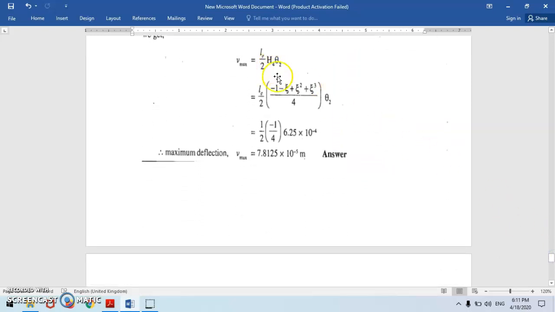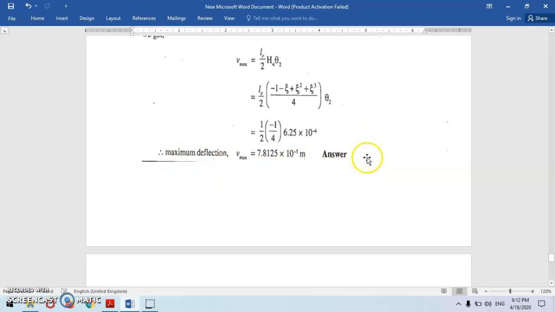By substituting H4, the Hermite shape function in terms of zeta, we substitute the value of zeta. What will be zeta at the midpoint of the beam? For this simply supported beam, zeta will be 0. So substitute zeta as 0. Here also 0, 0, 0. So what is left out is minus 1 by 4 into theta 2, which is also known. So what you will be getting is a maximum deflection of 7.8125 into 10 raised to minus 5 meter, which is the solution, that is the maximum deflection.